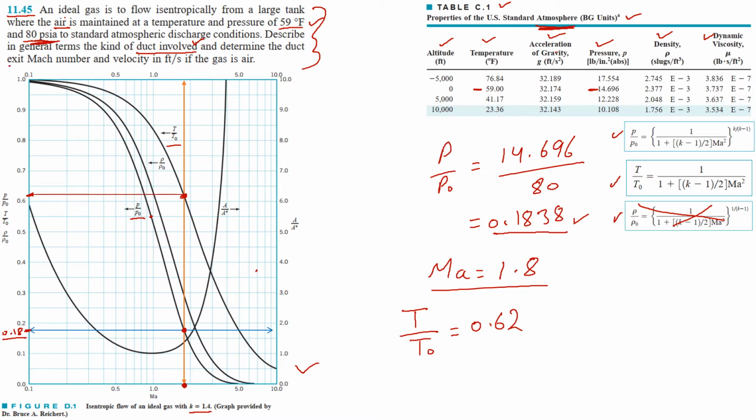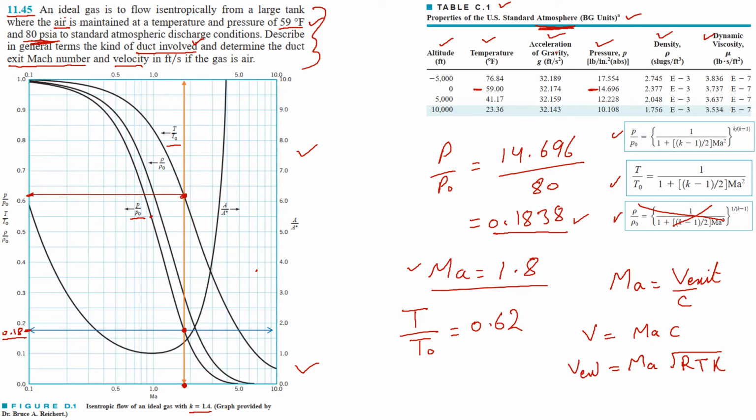So we already know the exit Mach number, that is 1.8 from this graph, and now we are going to find the exit velocity, and for that we are going to use the Mach number equation, that Mach number is equal to V over C. So this is our exit velocity now, and we need to find this. Rearranging this equation, this will give us the Mach number into the speed of sound, and this can be written as the square root of kRT. We are familiar with this equation. So now our Mach number is known.